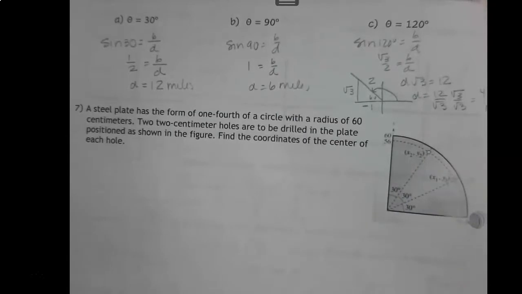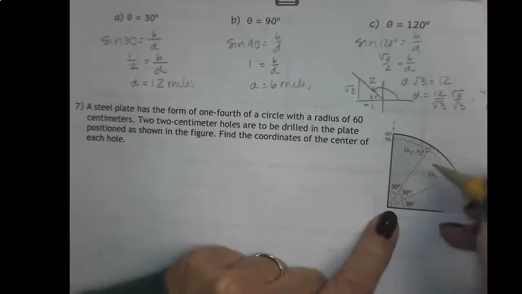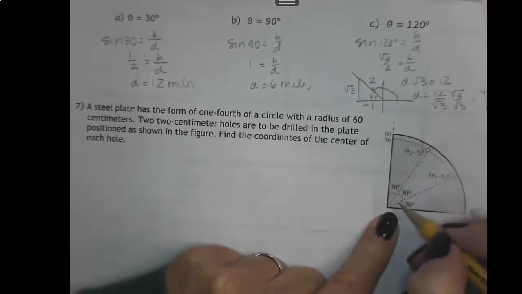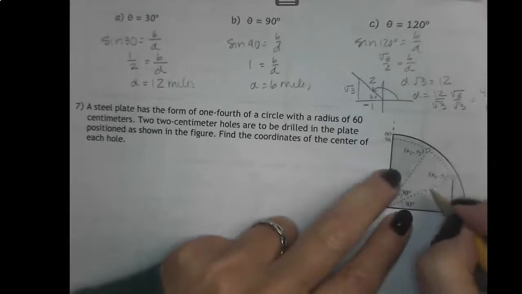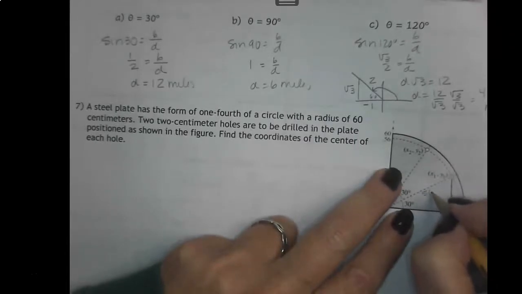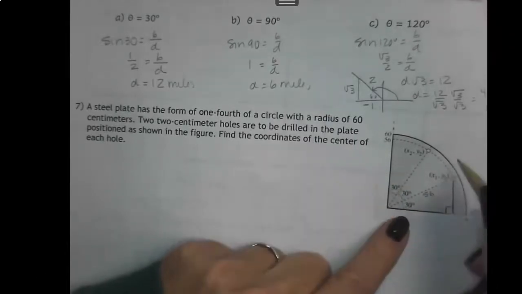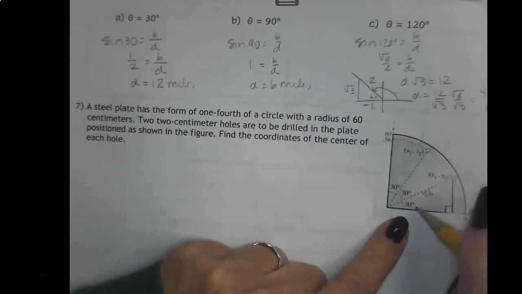Okay, now right here. I guess we can do whichever one we want to first. So let's do x1, y1. Okay, I'm going to draw myself a little triangle. Okay, x1, y1. Okay, we know this radius is 56. Okay, we know that the angle is 30.